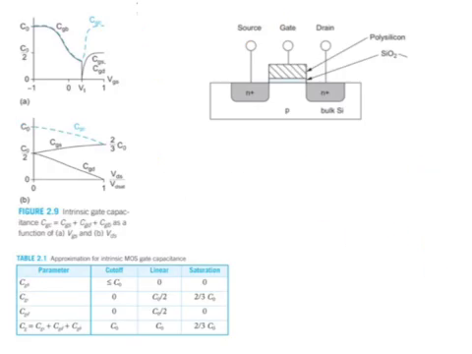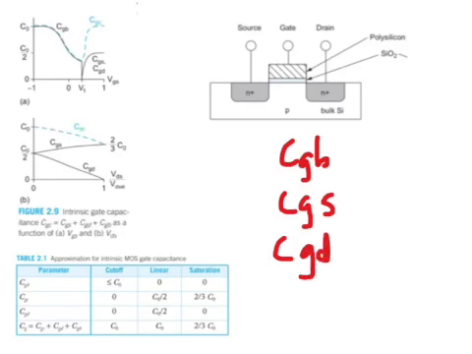Now let's take a closer look at the gate capacitances. The gate to bulk capacitance, the gate to source capacitance, and the gate to drain capacitance are not static values, and we'll try to explain why. If a negative voltage is applied to the gate, as you can see, there is no channel here, and the primary capacitance seen by the gate actually arises from the gate to bulk capacitance here.